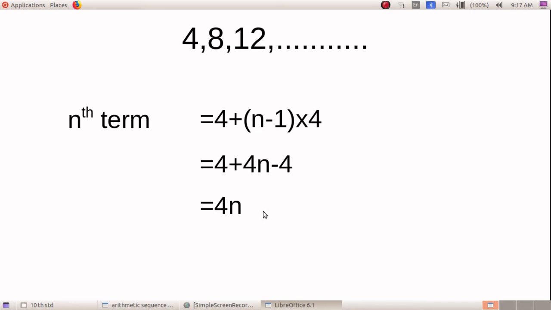Okay, now let us tabulate all the arithmetic sequences that we have been discussing and their nth terms in two columns, and let us observe whether there is any speciality for the nth term.